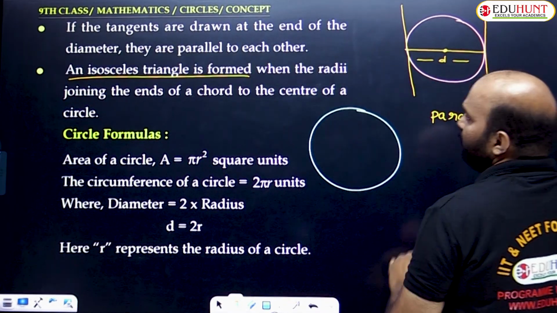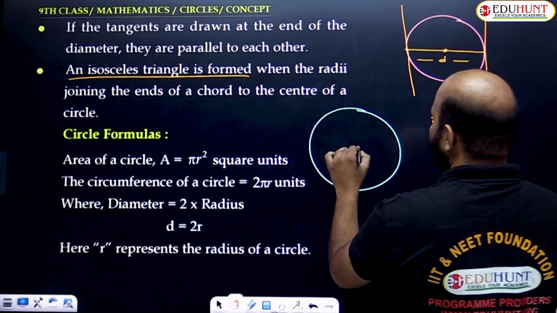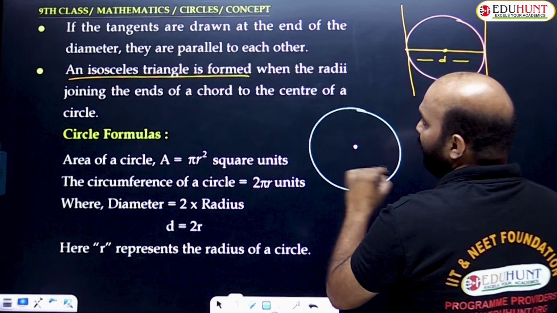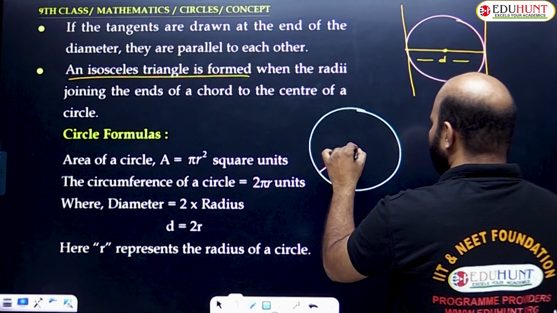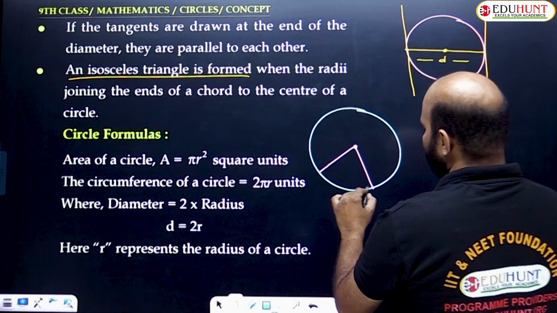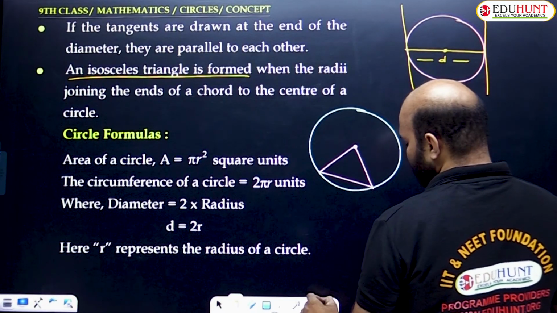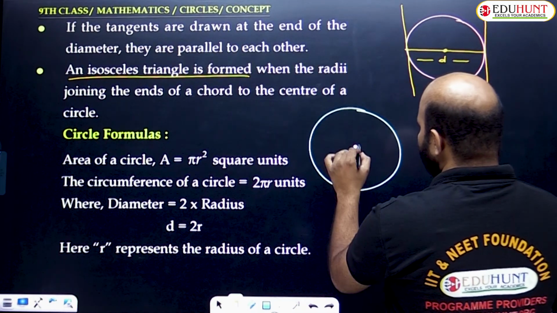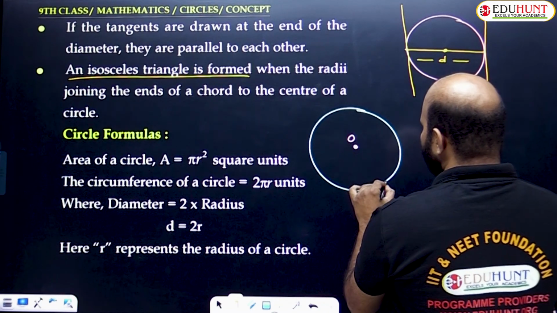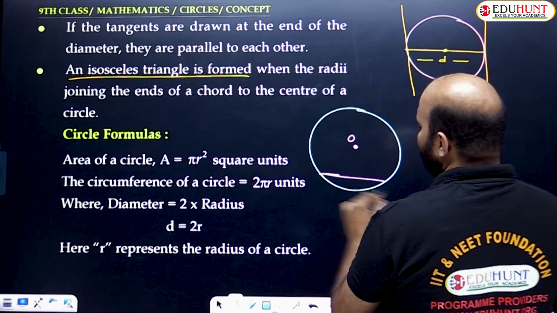So this is a circle. Let us check. This is the center. Am I clear? Suppose two radii are taken, joining the ends of the chord. So this is a chord, and these are the ends of the chord. Firstly, this is the center of the circle, O. This is a chord. Am I clear? This is the chord length.